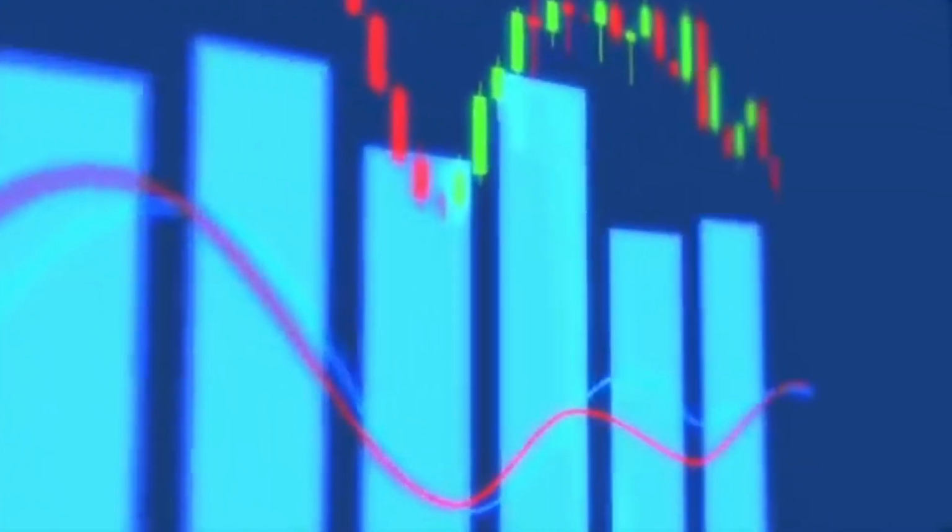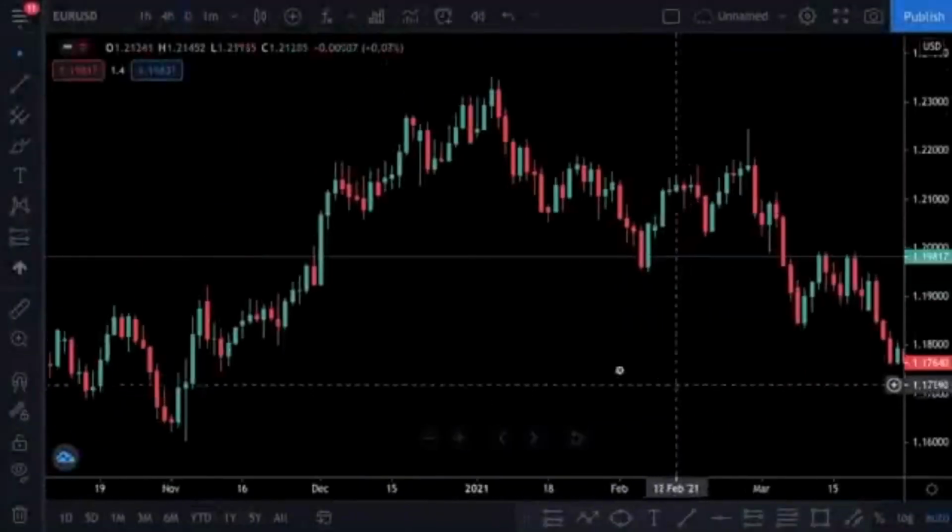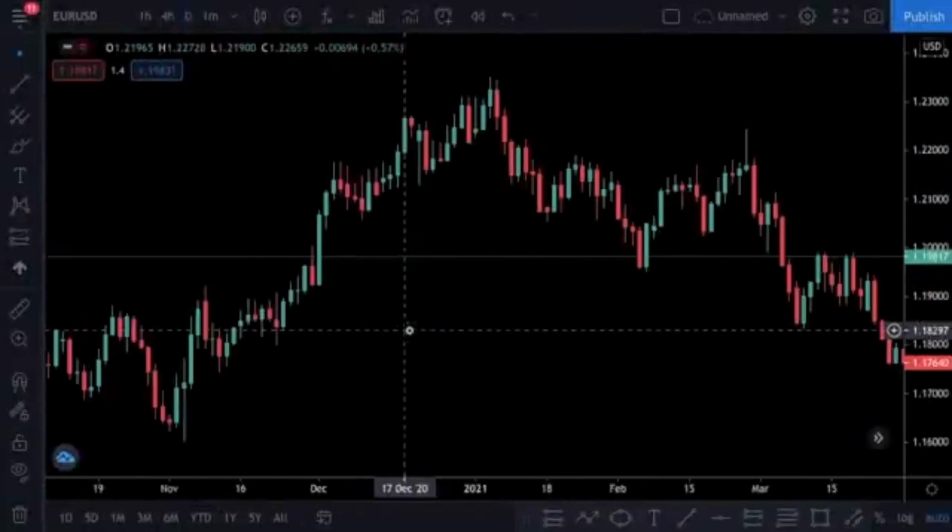This strategy is fit for scalpers, because we will use a 1-minute time frame. If you are not comfortable trading with the 1-minute time frame, then this strategy is not suitable for you. Let's start with our strategy.